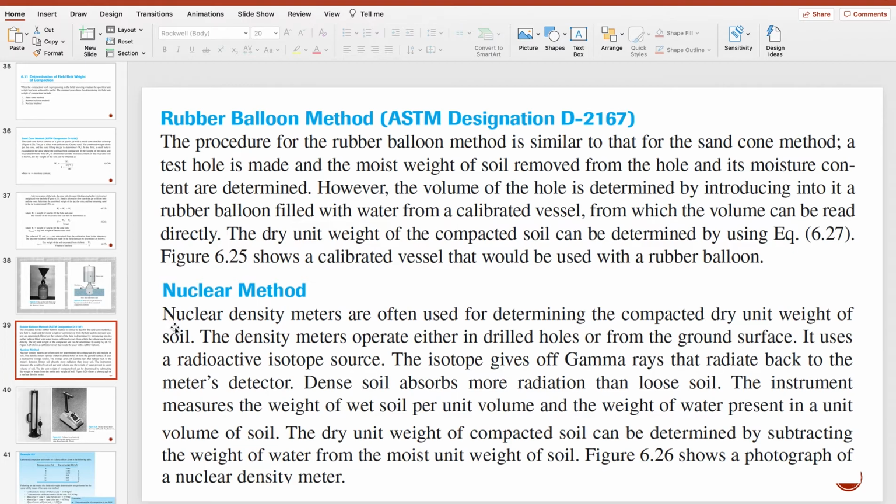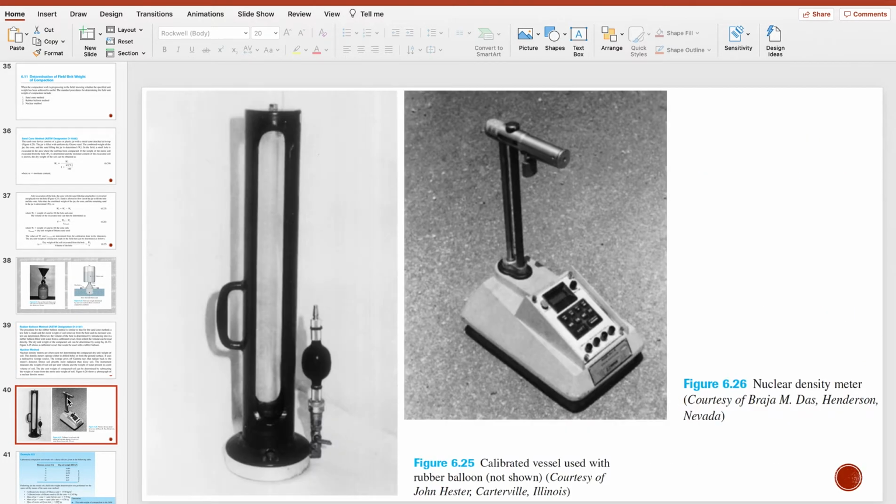Then, nuclear method. Nuclear density meters are often used for determining compacted dry unit weight of soil. The density meters operate either in drilled holes or from the ground surface. It uses a radioactive isotope. The isotope gives off gamma rays that radiate back to the meter's detector. Dense soil absorbs more radiation than loose. The instrument measures the weight of soil per unit volume and the weight of the water present in a unit volume. So in short, gagamit tayo ng nuclear density meter and a calibrated vessel with rubber balloon. Ito naman yung sa isa.